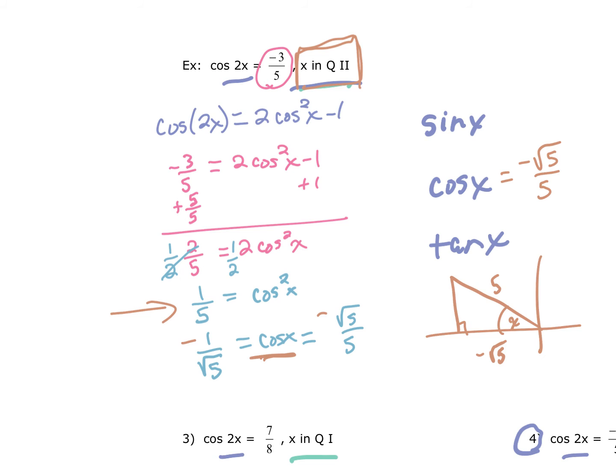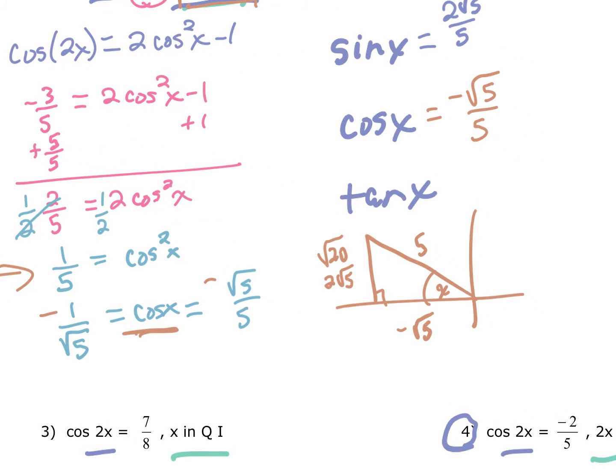So when we do Pythagorean theorem, we're doing 25 minus 5. So here, this is the square root of 20, which simplifies to 2 root 5. So our sine value is going to be 2 root 5 over 5. And our tangent value, look how nice this ends up. We get 2 root 5 over negative root 5, so we just get negative 2.